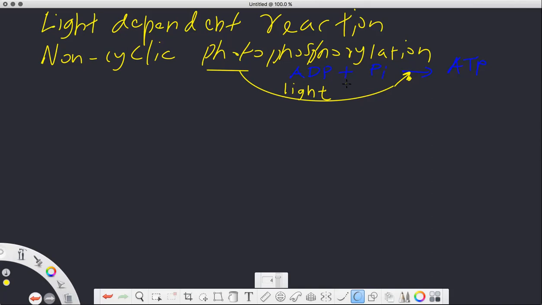So then if we look at this topic, light dependent reaction, we can understand it is something to do with making ATP molecule. That means light energy is used to make ATP molecule. So we are going to learn this reaction in this topic, light dependent reaction, non-cyclic photophosphorylation. So photophosphorylation is adding a phosphate group to ADP molecule using the energy of the sunlight.